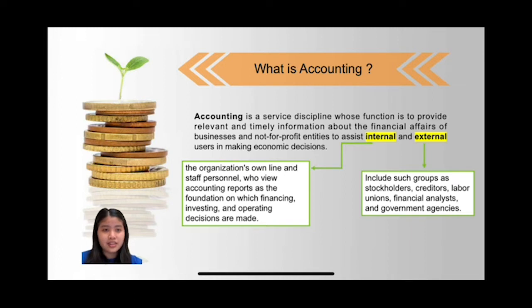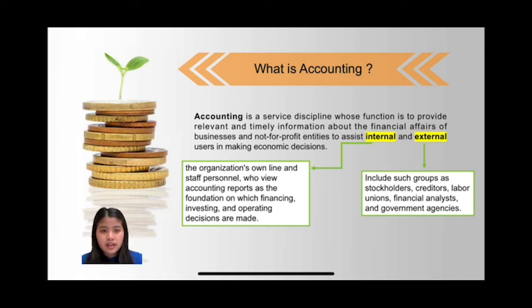So here we also have to know what the internal user and the external user are. The internal user is the organization's line and staff personnel who view accounting reports as the foundation on which financing, investing, operating, and so on are based. Meanwhile, external users include groups such as stakeholders, creditors, labor, financial analysts, and government agencies, and so on. So that's all for the definition of accounting and the internal and external users.